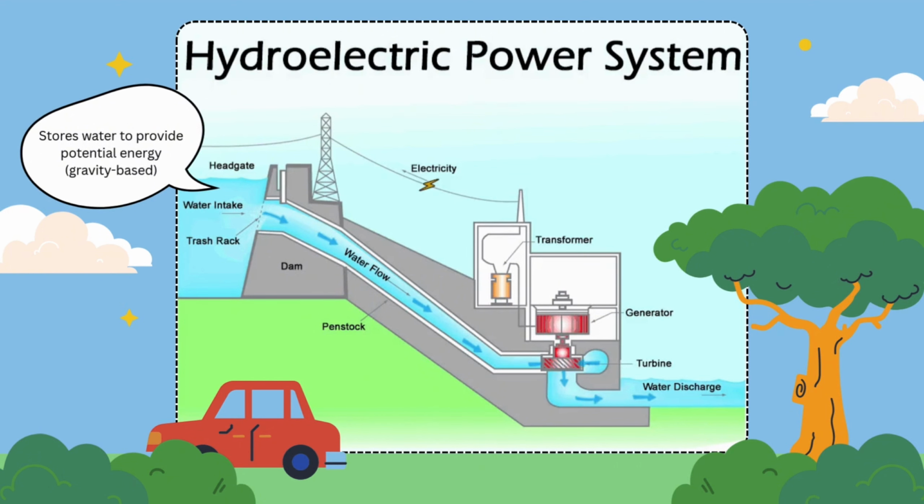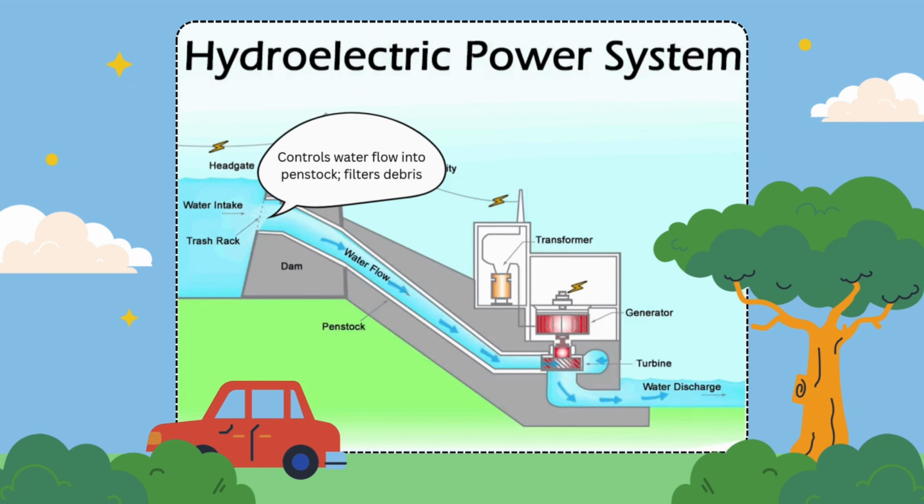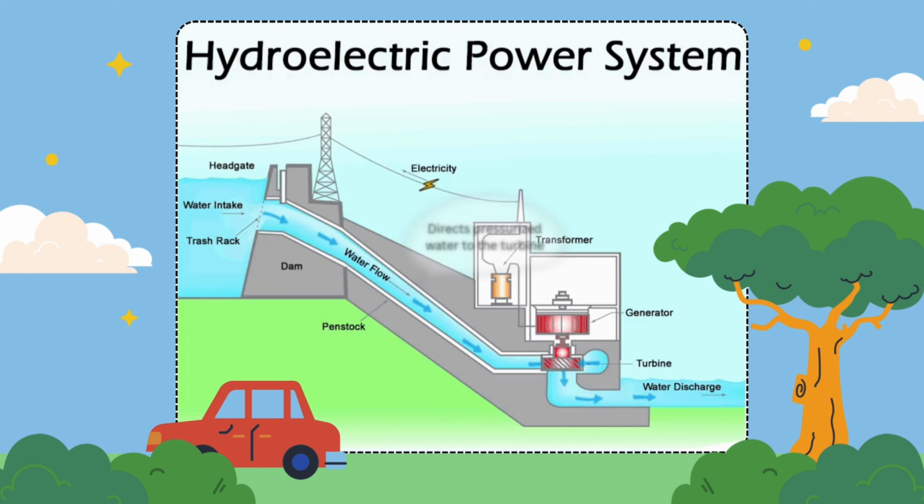Now, I'll explain the main components of a hydroelectric power plant. First, the reservoir stores water at high elevation, giving it potential energy from gravity. Second, the intake controls the water flow into the penstock and filters out debris. Third, the penstock is a large pipe that carries high pressure water to the turbine.